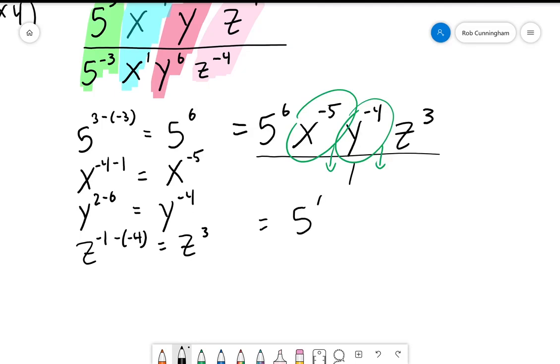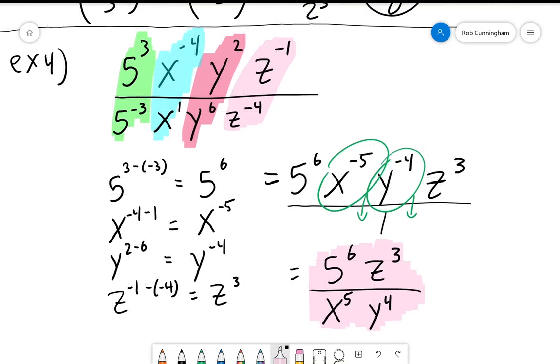So that 5 to the 6th stays on top, the z to the 3rd stays on top, the x to the negative 5 drops to the bottom and becomes x to the positive 5. The y to the negative 4th drops to the bottom and becomes y to the positive 4th. That's about as complicated as these problems get.